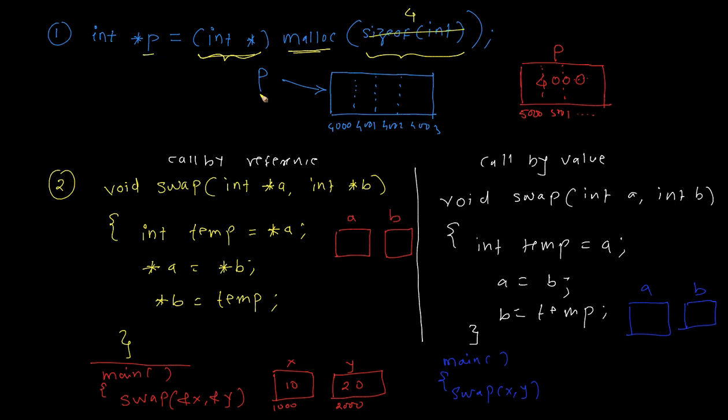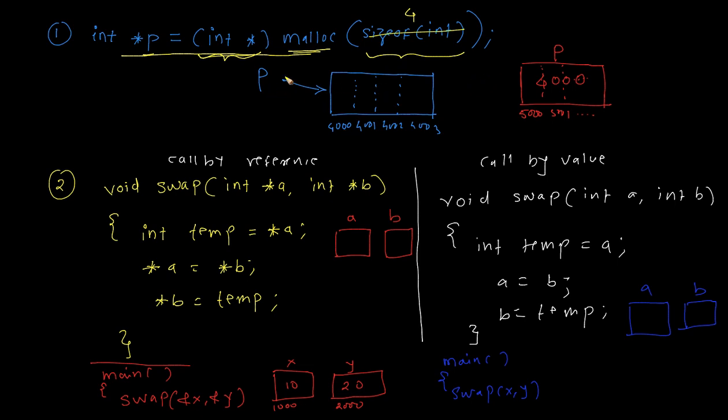And then we have an integer type pointer. So P is a pointer of integer type. So P is pointing to integer type of memory. Integer type of memory means the memory in which we can store integer data. So this can be done by using pointers. We have already stored the address of this memory in P.